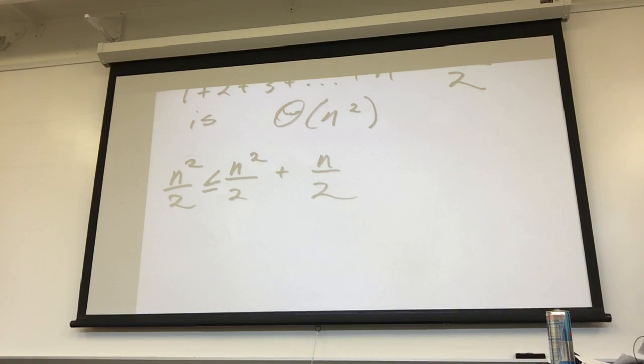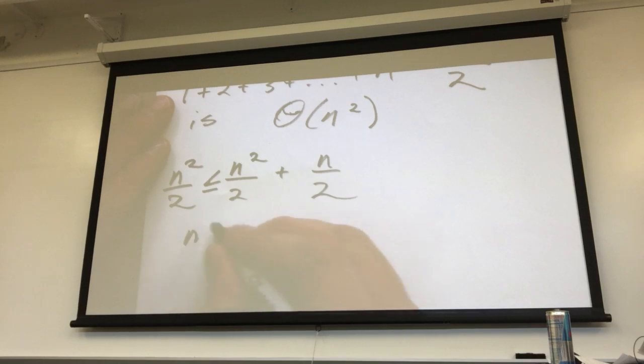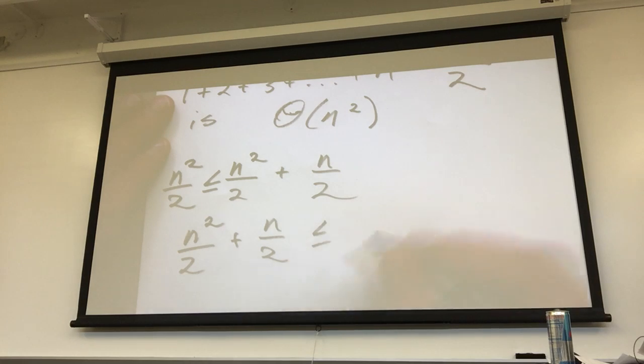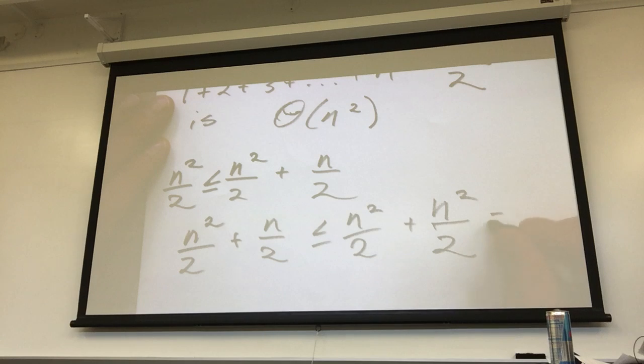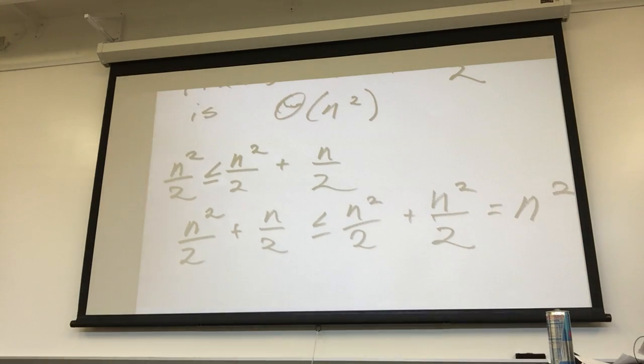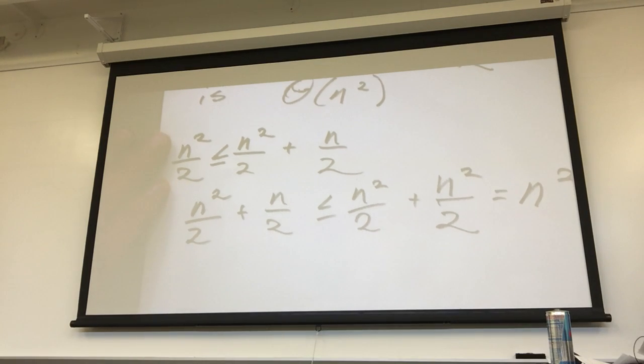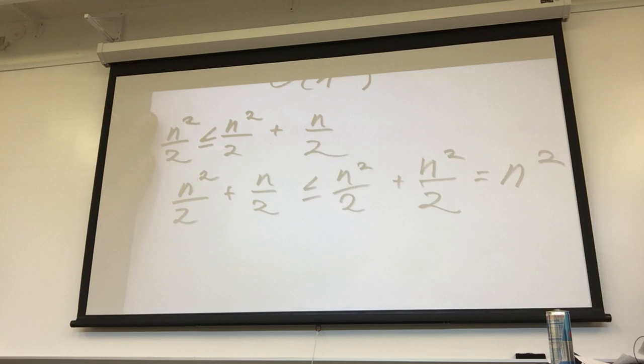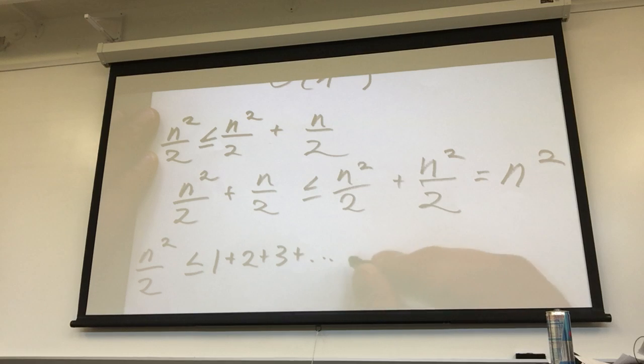Now, looking at this the other way, n squared divided by 2 plus n divided by 2 would be less than or equal to n squared divided by 2 plus n squared divided by 2, which would just equal n squared. And so what is the meaning of all of this? It is that n squared divided by 2 is less than or equal to 1 plus 2 plus 3 plus dot dot dot all the way up until n, which is bounded by n squared.